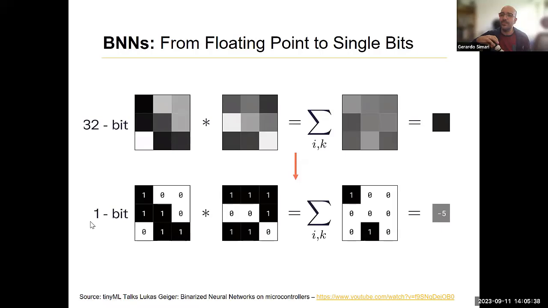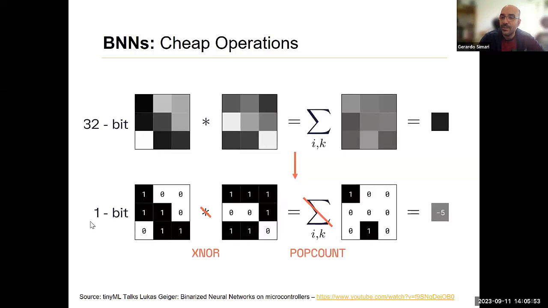If you have 32 bits and you have to multiply and then do essentially a convolution, then you can get rid of the multiplication and the sum and just do XNOR and pop count. So here you can see that you get a -5 because remember the zeros count for -1s. So you have 1, 2, 3, 4, 5, 6, 7 zeros and 2 positive ones. So you get a -5.